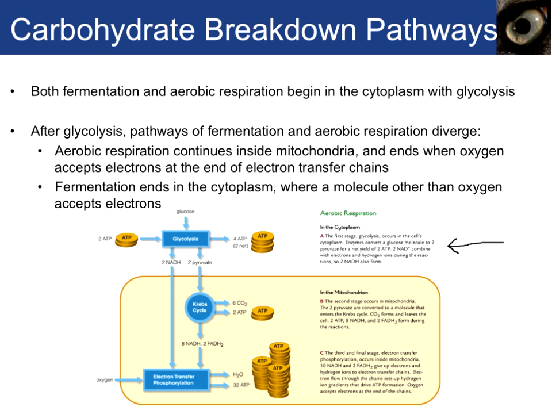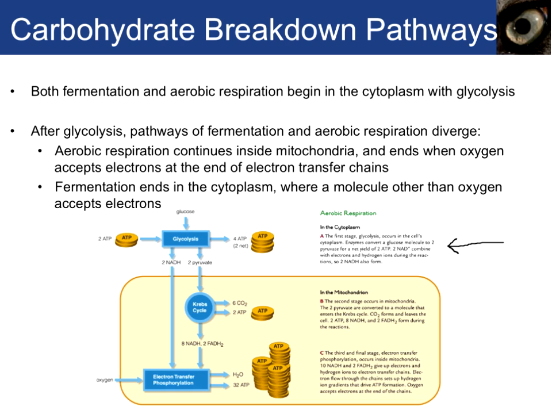And so again, glycolysis occurs in the cell cytoplasm. Enzymes in glycolysis convert a glucose molecule to 2 pyruvate, and there's a net yield of 2 ATP during this. Also, 2 NAD+ combine with electrons and hydrogen ions during the reaction to form 2 high-energy NADH molecules.